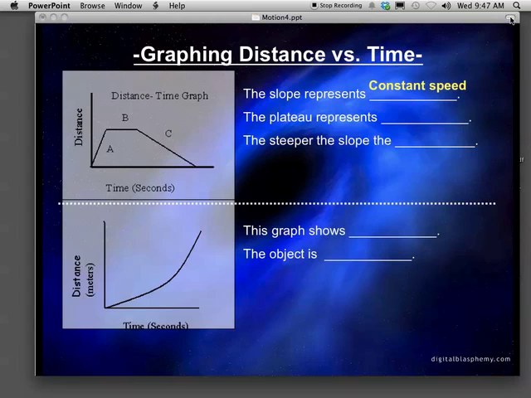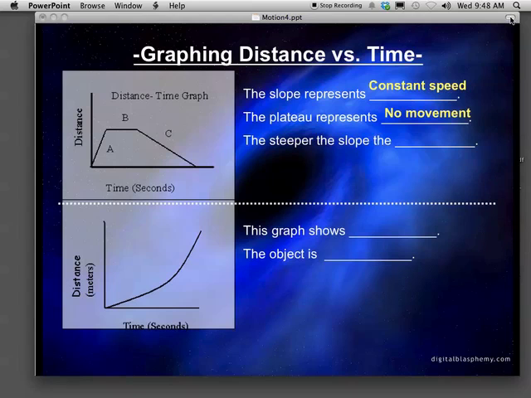What does this plateau represent? Thomas? It's staying in the spot. Yeah, it is stopped. Because what's happening to its distance? Nothing, it's just staying where it was. It's the same distance from its starting point. No, because this is not showing the speed of the car, it's showing the distance it is from where it started. So if its distance isn't changing, it stops.